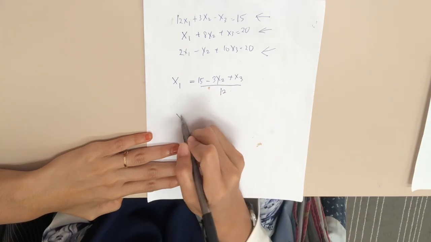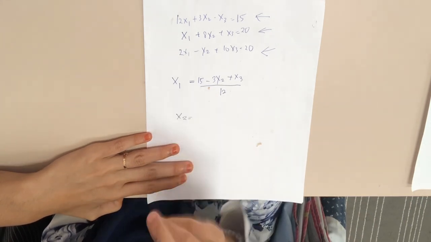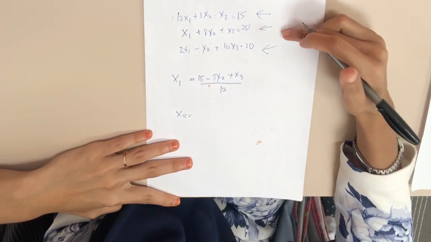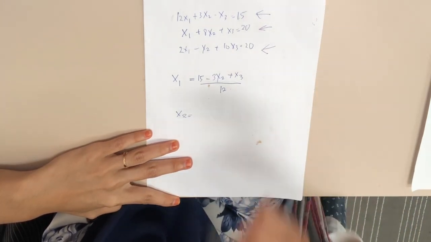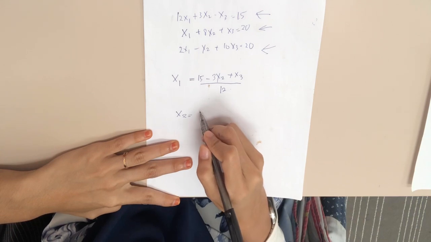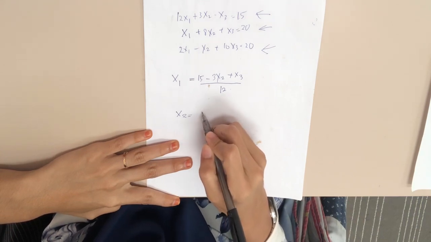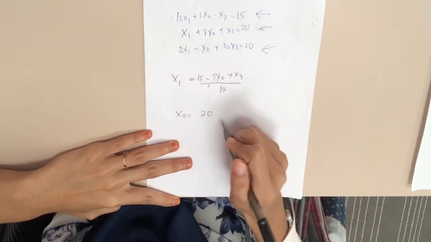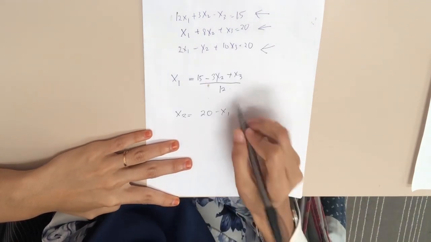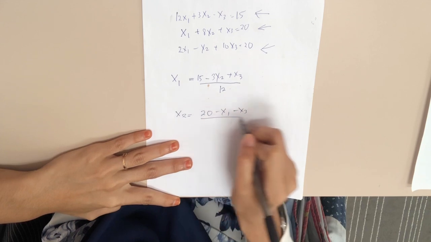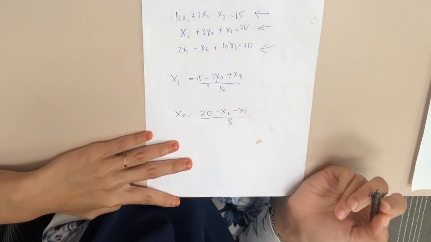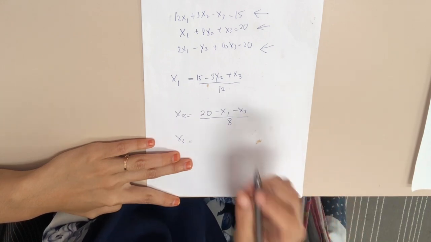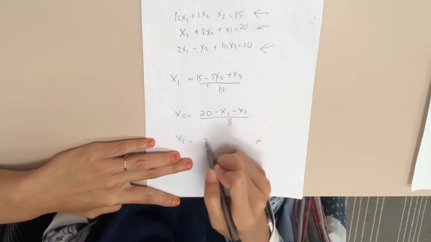So then you do the same thing for x2. For the x2, you need to refer to the second equation. Same thing. What I mean by same thing here is you bring all the other numbers to the right hand side. So 20 is already at the right hand side. And then you bring -x1, you bring -x3, and then you divide by 8. Okay, and then the last one is x3. So x3 will be 20.